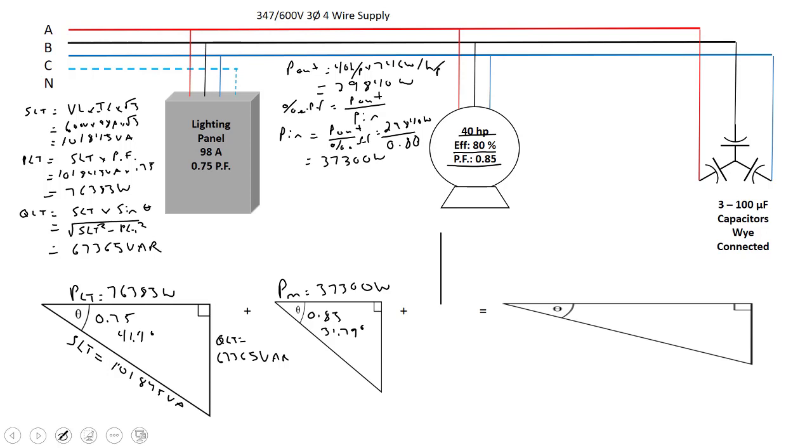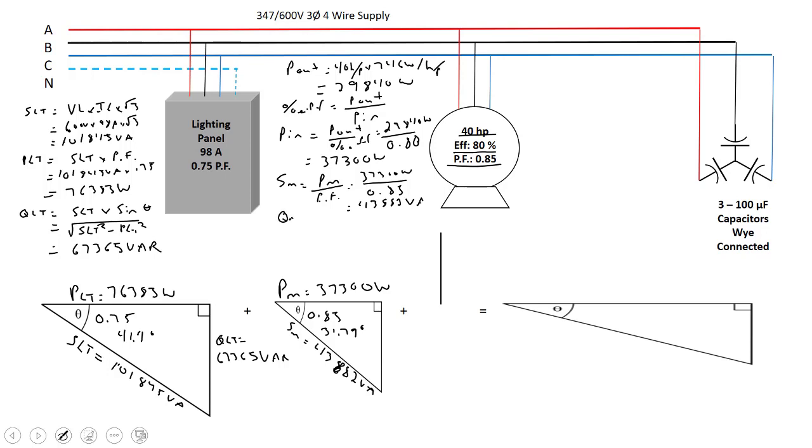So from here, I'm going to calculate the apparent power of the motor. Remember, the power factor is the ratio of true power divided by apparent power, so P over S. If I want to solve for S of the motor, I'm going to take the power of my motor and divide it by my power factor. So I'll take 37,300 watts and divide it by 0.85, and that will come to about 43,882. Put that on my triangle, 43,882 VA.